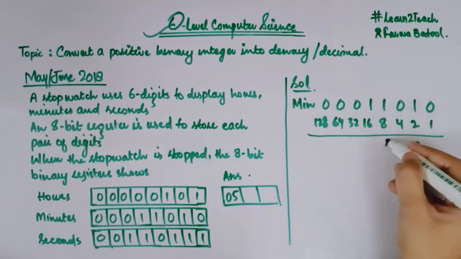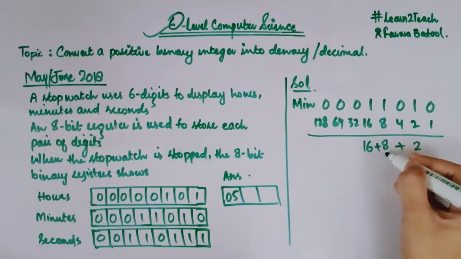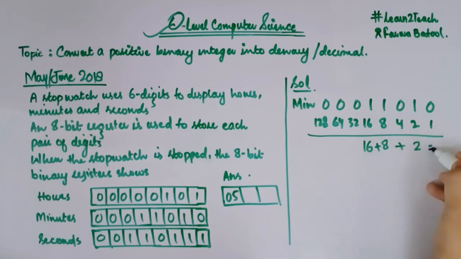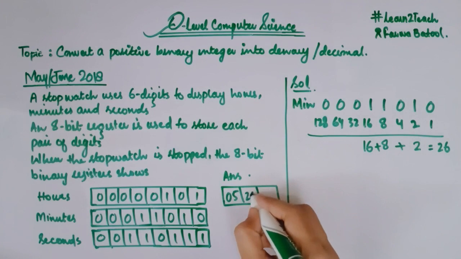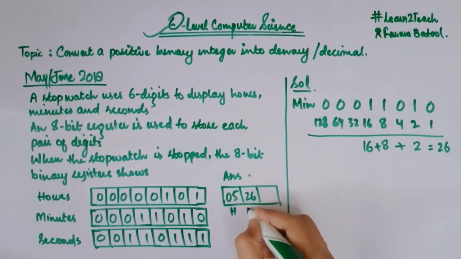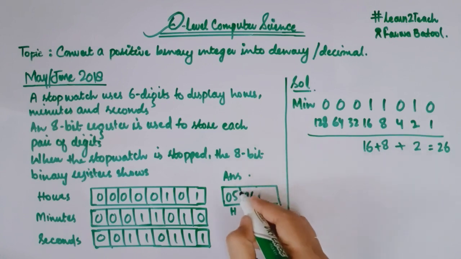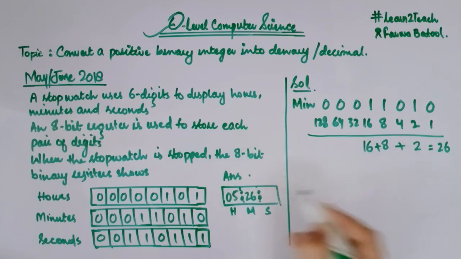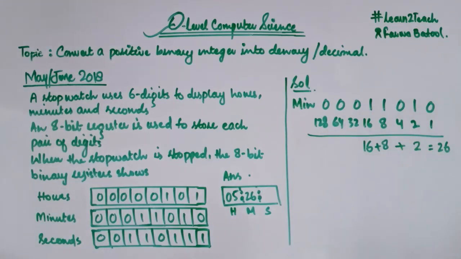2, 8, 16, right? Now I'm going to add this. 16 plus 8, it is 24, 25, 26. So the 2 digits for the minute is 26, right? This is my R, this is my minute, and this is my second. It's a stopwatch. It's a digital stopwatch, right? So it's like that. Now moving towards the next.